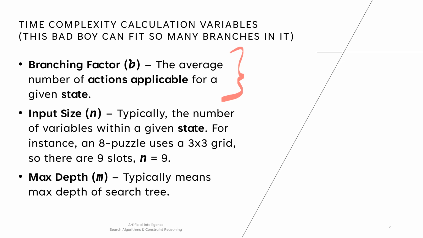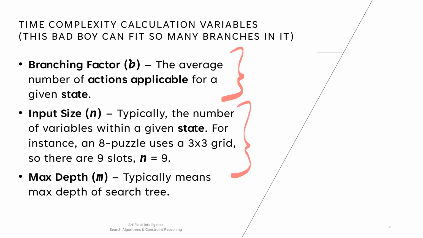The input size is typically the number of variables within a given state. So for a 3x3 grid, there are 9 slots, so n equals 9. But just like a heuristic, the input size is something that's going to change depending on your data. So this is the best example, but input size can mean a lot of different things.